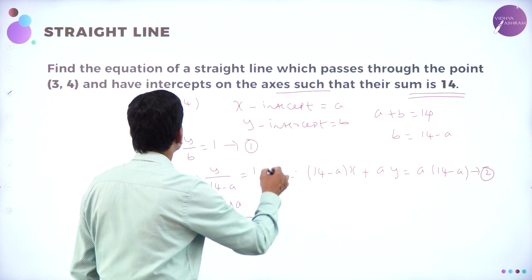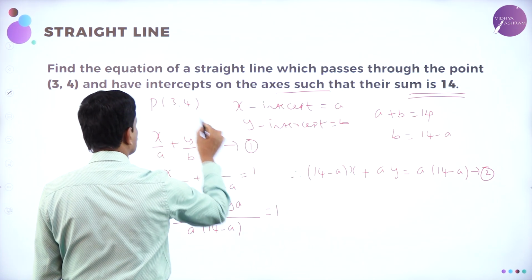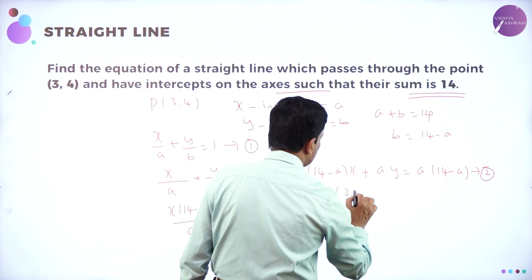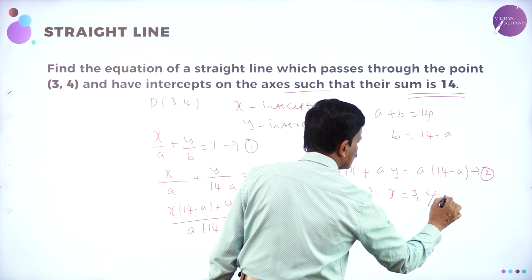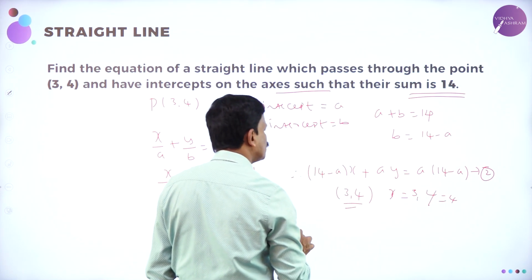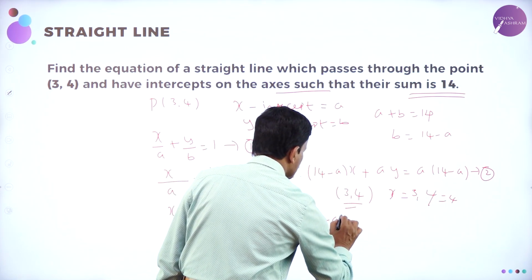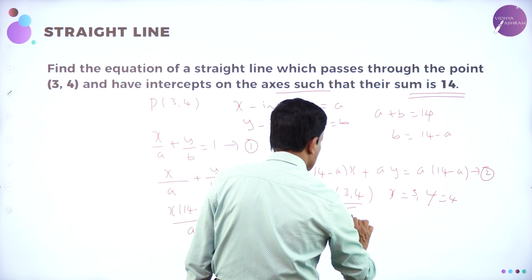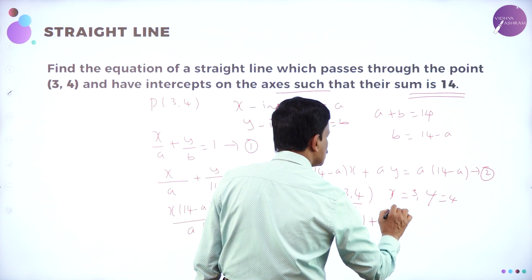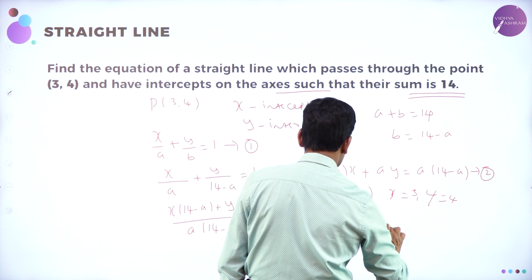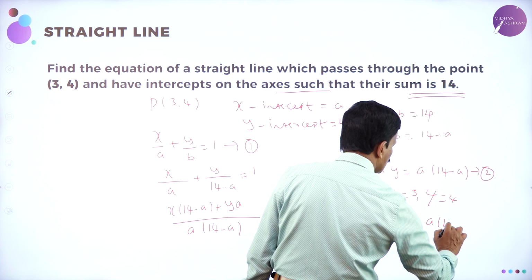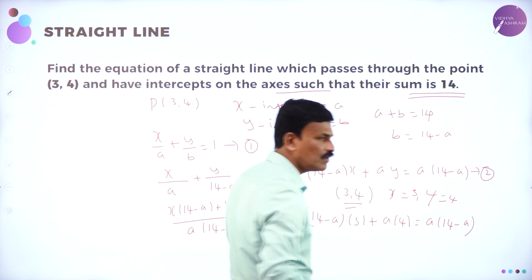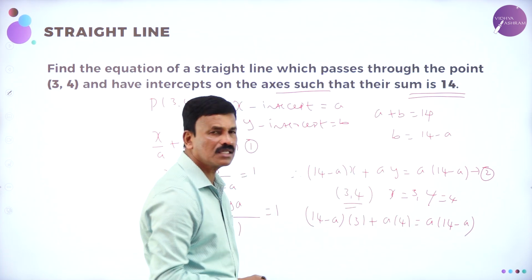What is the condition given? This straight line will pass through the point 3, 4. Put x is equal to 3, y is equal to 4 in this equation number 1. So, 14 minus A into 3 plus A into 4 is equal to A into 14 minus A. Simplify this. If you simplify, you will get the required answer.